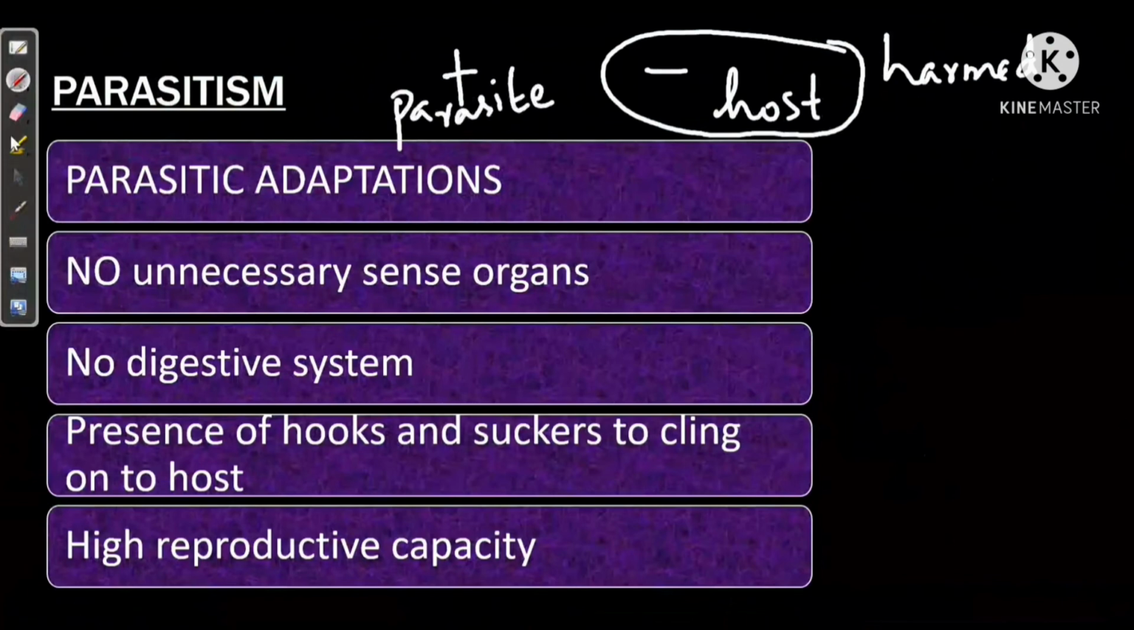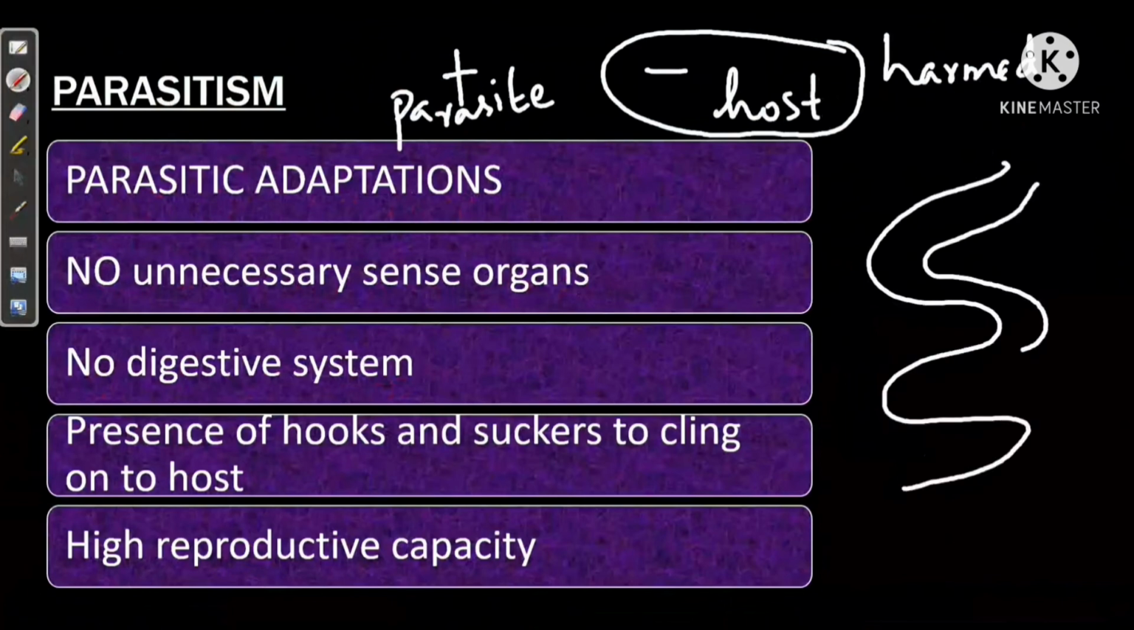The parasites also have adaptations, like they do not have any unnecessary sense organs like eyes, ears, nose. They also don't have a digestive system. There is no need of a digestive system because they are already clinging on to our intestinal tract. So they just have to absorb the nutrients from the walls of the intestine. They do not have to digest anything. So they don't have a digestive system.